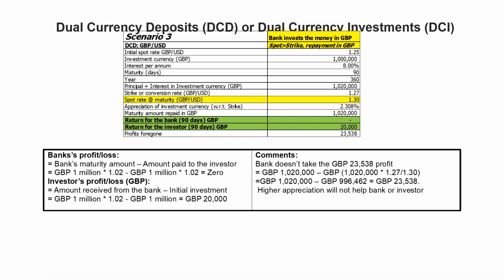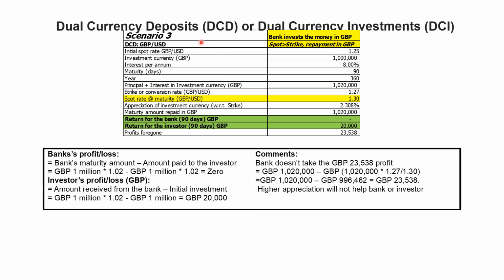To refresh, this is a GBP USD dual currency deposit. The investment currency is GBP 1 million. Interest per annum is 8% and the maturity is 90 days, and the year has to be taken as 360 days. The principal plus interest in the investment currency GBP is 1.02 million at maturity, and the strike or conversion rate is 1.27.